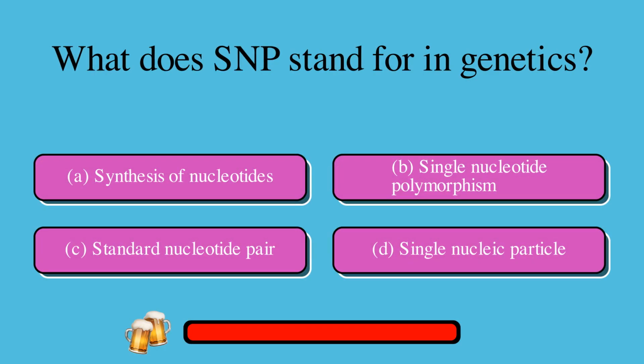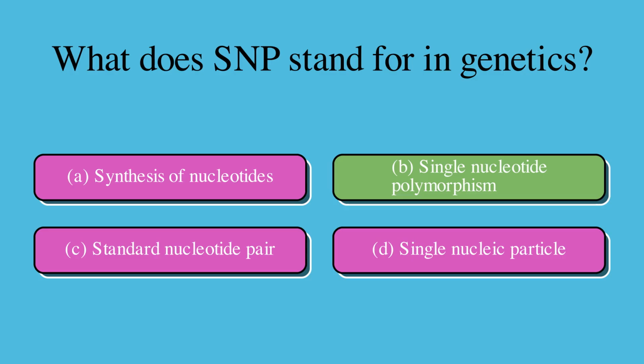What does SNP stand for in genetics? A. Synthesis of nucleotides, or B. Single nucleotide polymorphism, or C. Standard nucleotide pair, or D. Single nucleic particle? The correct answer is B. Single nucleotide polymorphism.